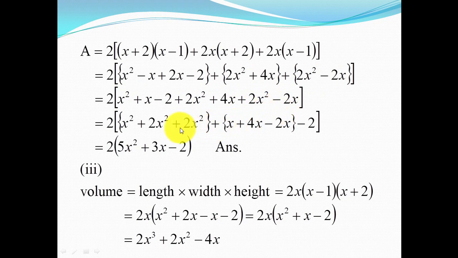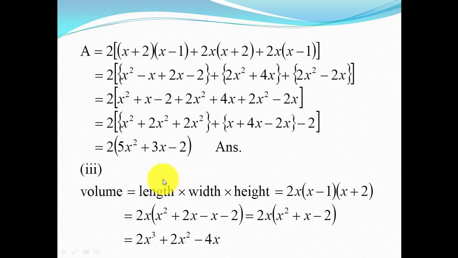These two terms also stay as they are. Now we collect the terms that involve x square in the first curly braces, in the second curly braces we collect all the terms that involve x, and the last is just constants, the remaining terms. Adding up these terms we get 5x square, and adding up these we get 3x minus 2. This is the required answer.